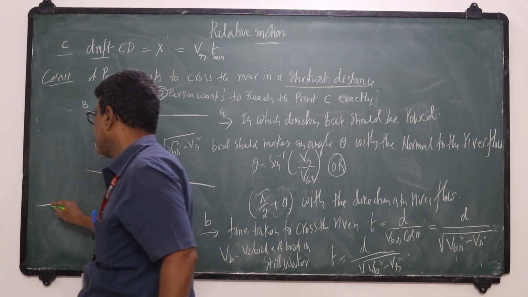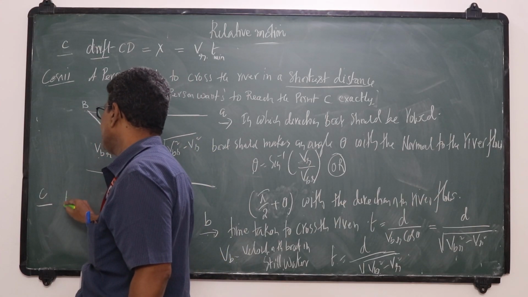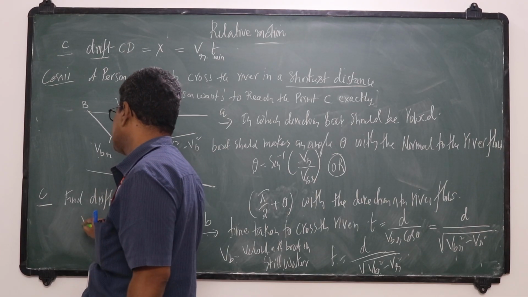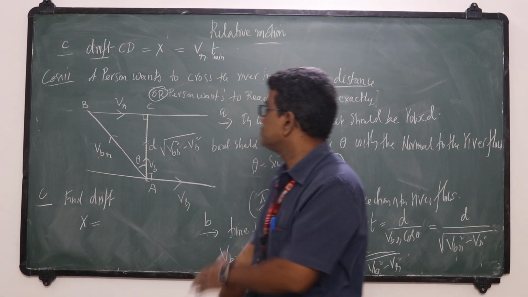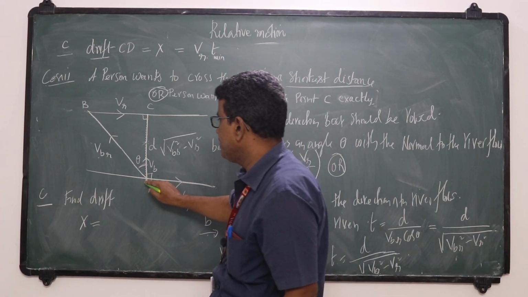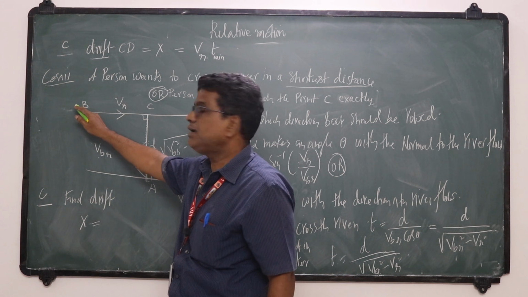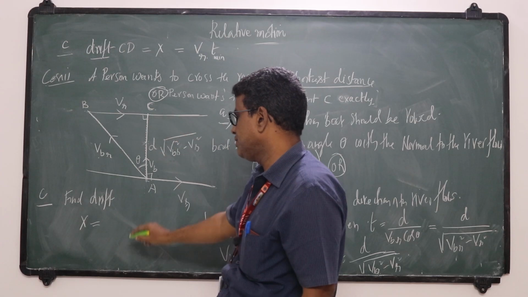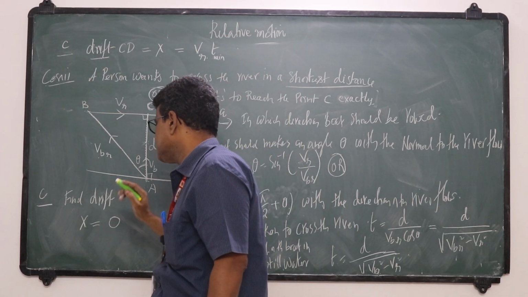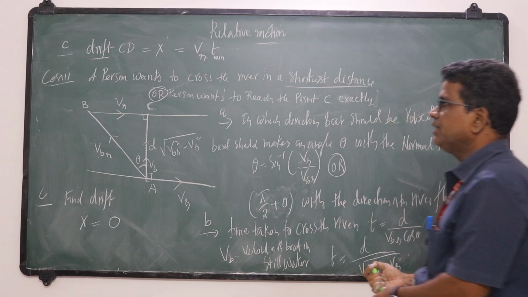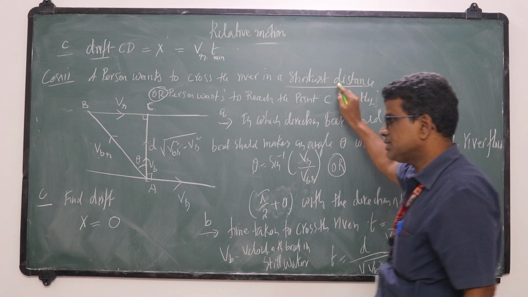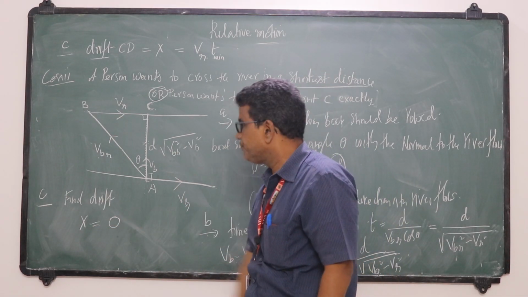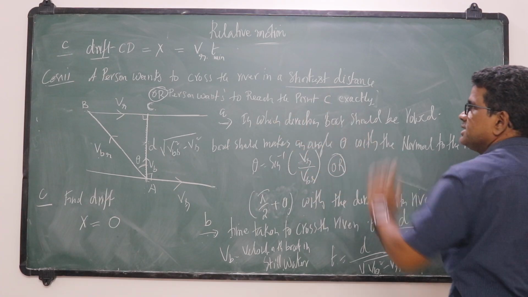Now question C. In this case, what is the drift? Find drift. Drift is x, the horizontal distance travelled by the boat. So, he starts from A, he is rowing the boat along the direction AB, and finally reaches the point C. So, what is the drift in this case? Shortest distance means the horizontal distance travelled by the boat. Drift in this case is 0. So, these are the 3 questions in this case.